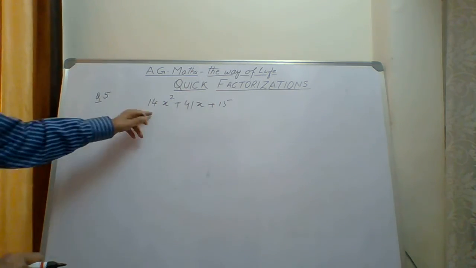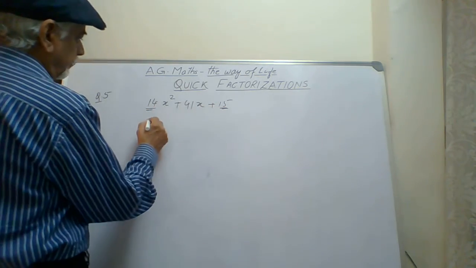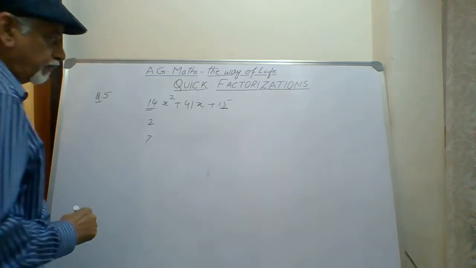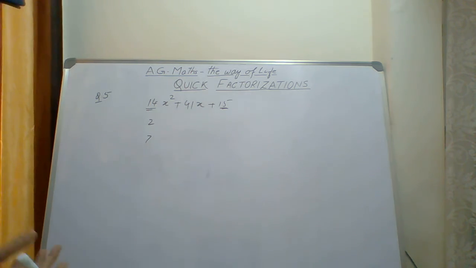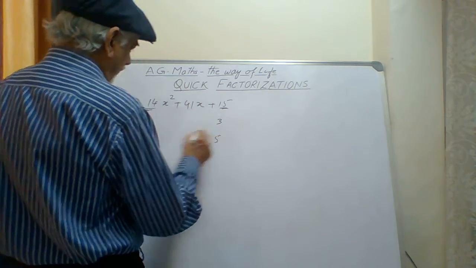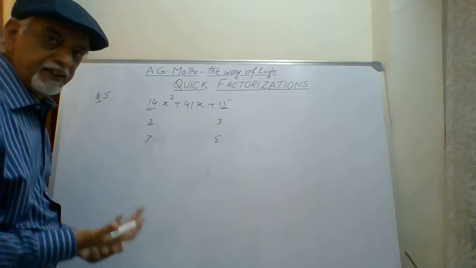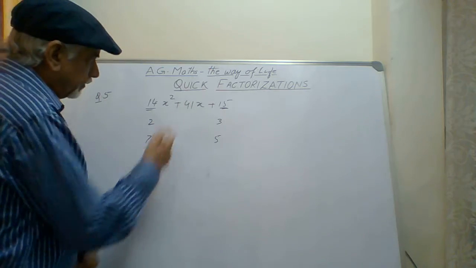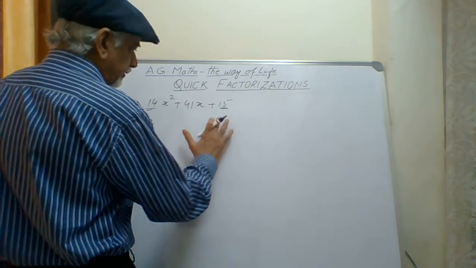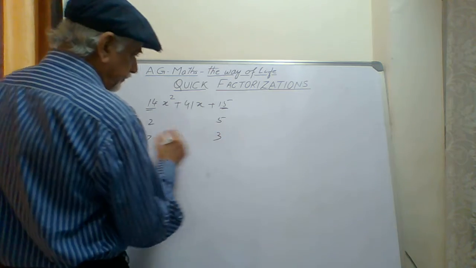Now factorize this 14 and 15. Have to factorize this and this only. So let us call it 2 and 7, and for 15 very well known is 3 and 5. If I write like this, 7 3s are 21 and 10. 21 and 10 is 31, which is not 41. We want 41. Let us interchange, as I suggested earlier, that when it doesn't work, you interchange.